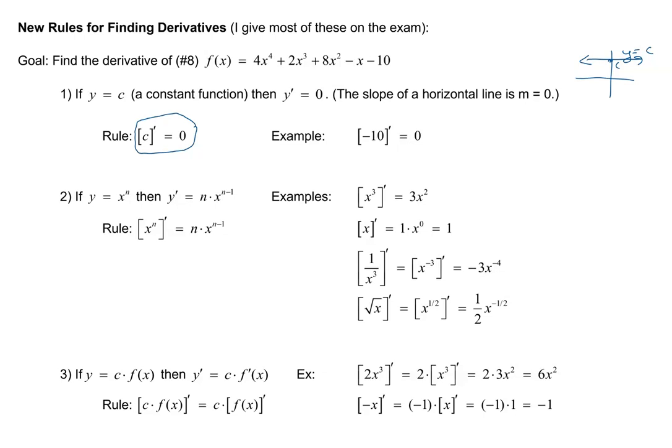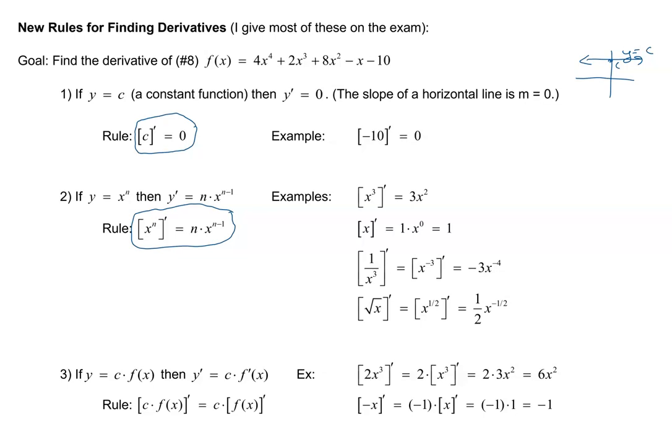Rule number 2, if we have some sort of variable with a power on it, for example, y equals x to the nth power, then the derivative is n times x to the n minus 1 power. So we can say in words, the power comes down in front and multiplies, and we subtract 1 from that power. And again, the way I'll give that on the exam is in brackets with the little derivative prime. The derivative of x to the n is n times x to the n minus 1.